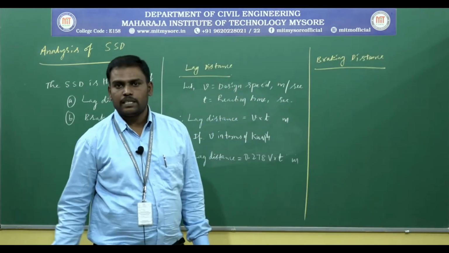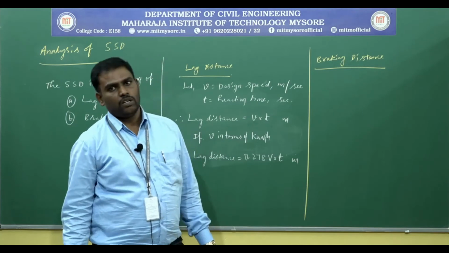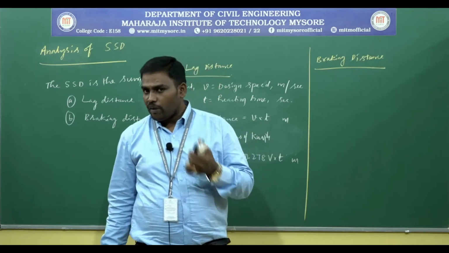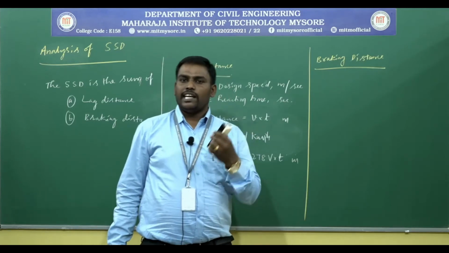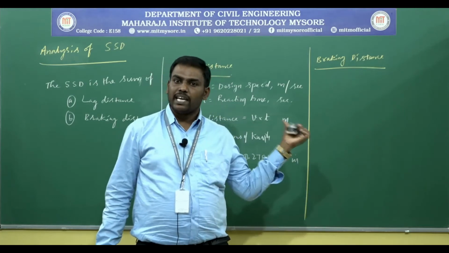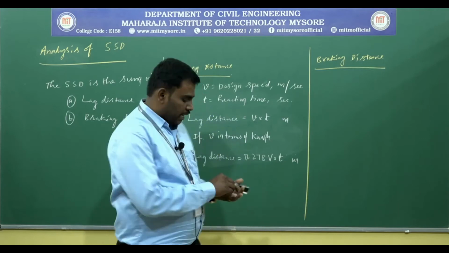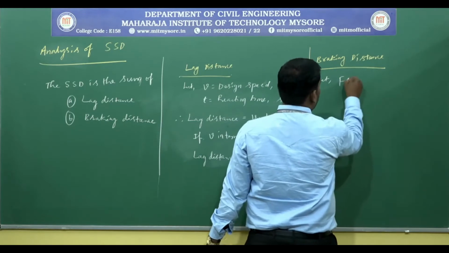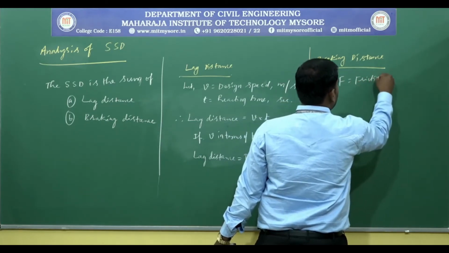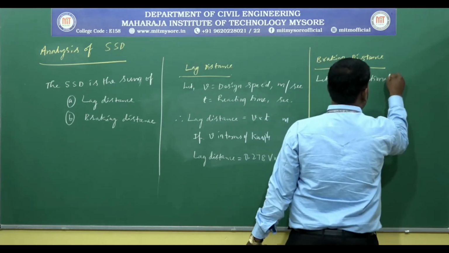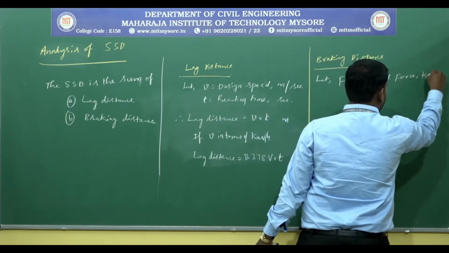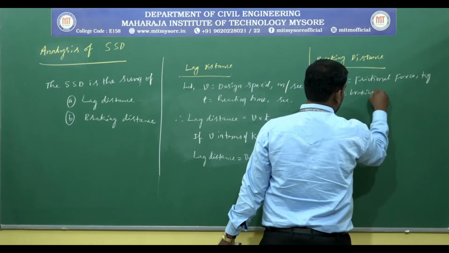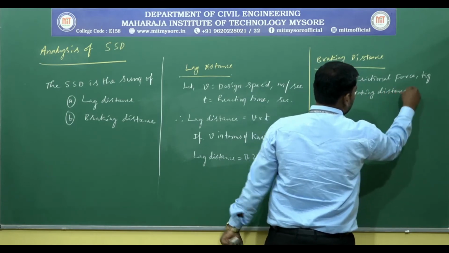Braking distance. We know the definition of braking distance, no? It means the distance travelled by the vehicle from the instant of effective brake application to the dead stop position of the vehicle. Let capital F be the frictional force in terms of kg, and small l be the braking distance.